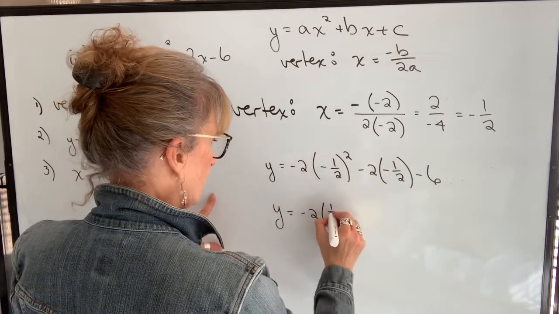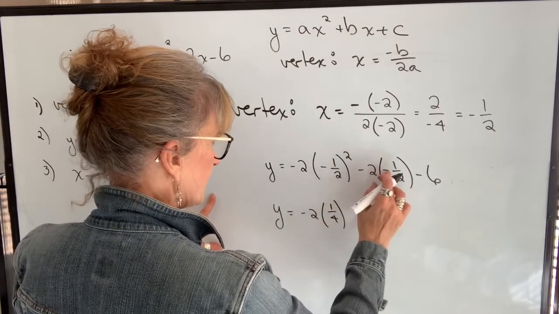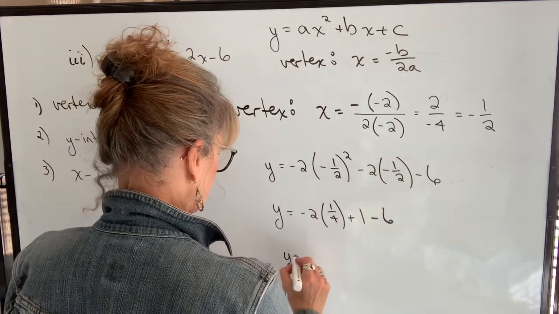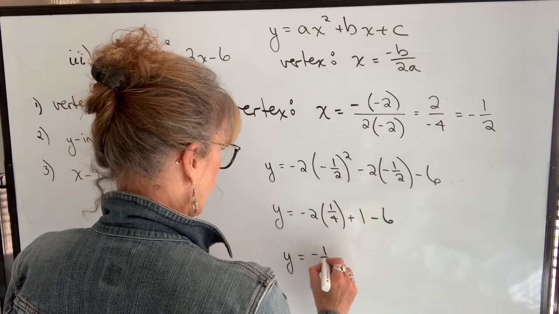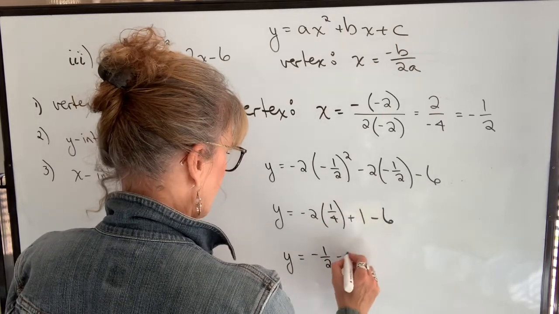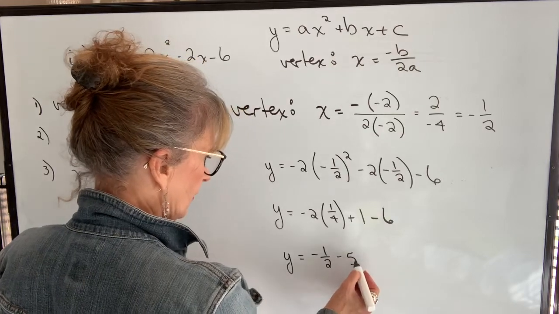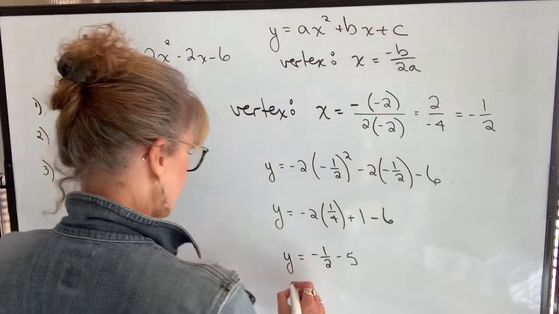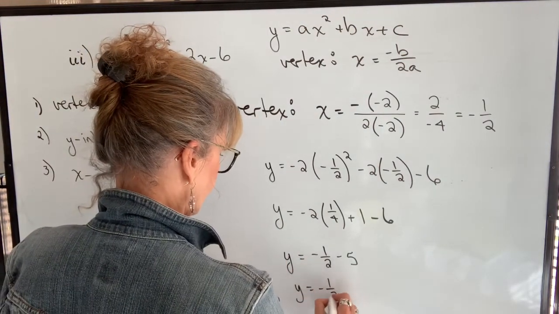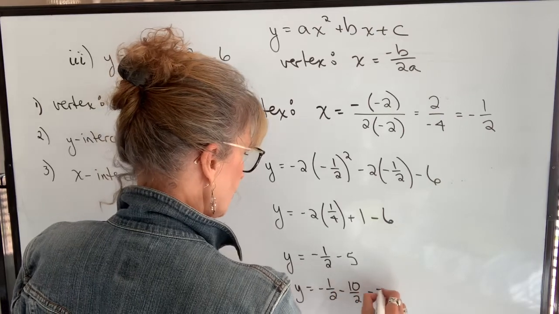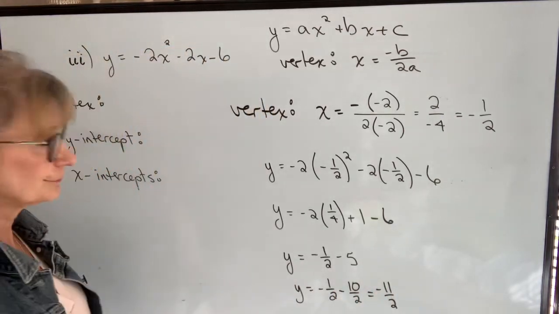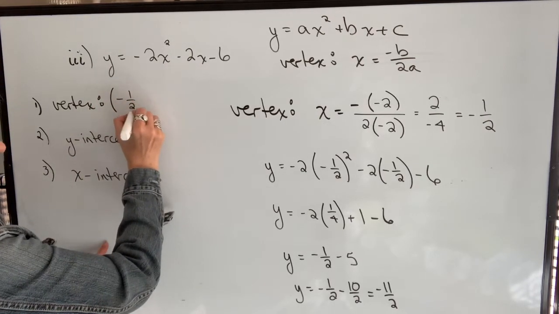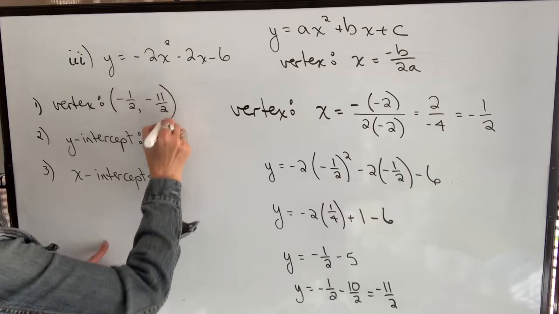Negative 1/2 squared would be positive 1/4. Negative times a negative is positive. 2 times 1/2 is 1. Multiplied, that gives me negative 1/2. Plus 1 minus 6 gives me negative 5. I want a common denominator to combine these. So I'm going to change 5 to 10 halves, which is a negative 11 over 2. So that is the vertex, negative 1/2 and negative 11/2.